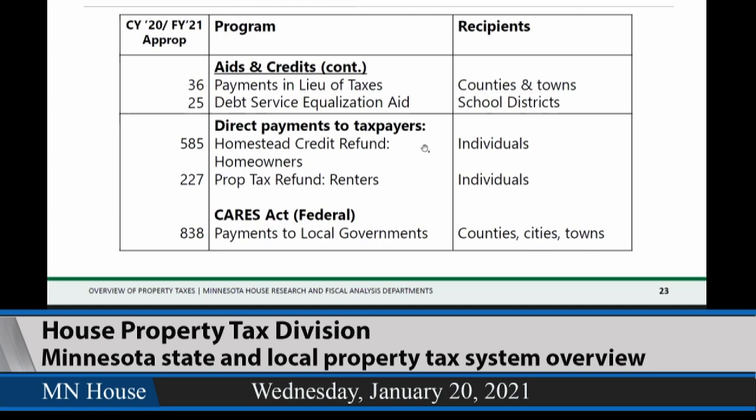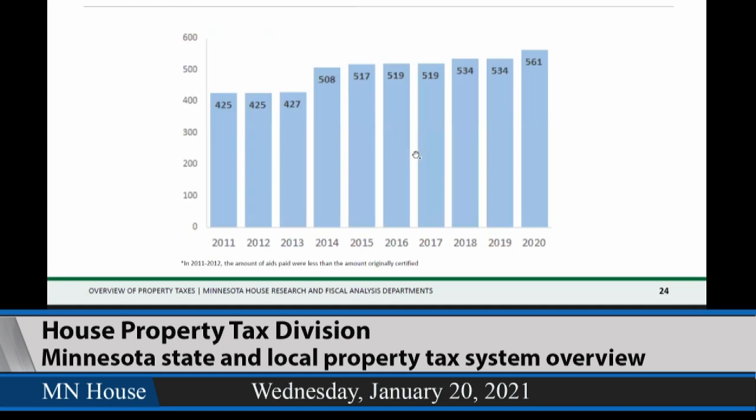One more note on this particular set of slides: of all the tax aids and credits program spending, the top 4 programs, that's local government aid, county program aid, town aid, and the property tax refund for homeowners and renters, comprise 1.6 billion, or 77% of the $2.13 billion fiscal 2021 spending. And now we'll turn to Mr. Swanson for a closer look at some of those tax aids and credits for cities and counties.